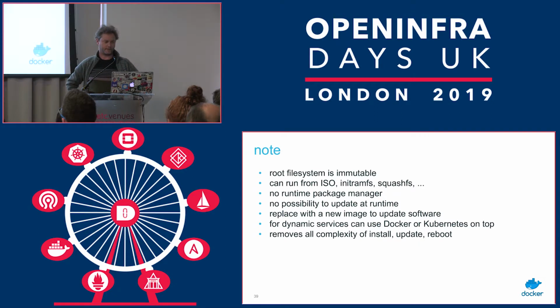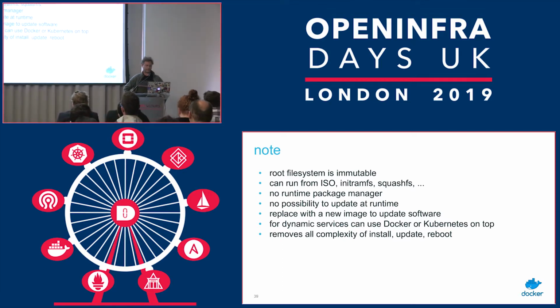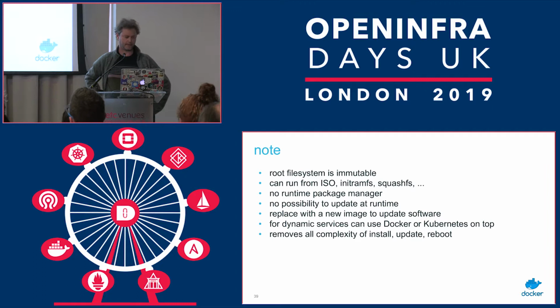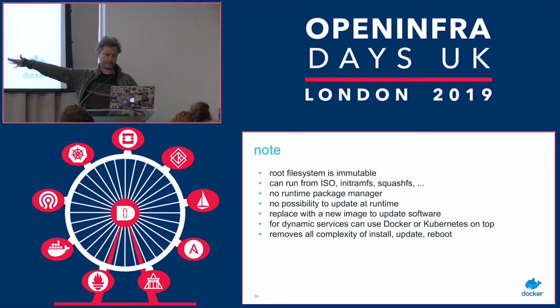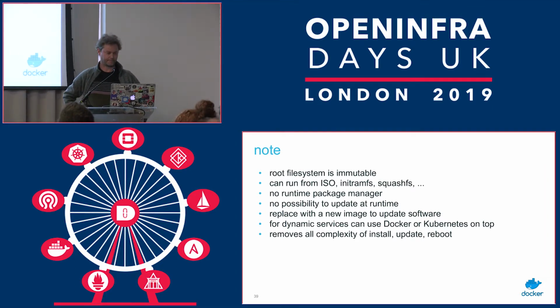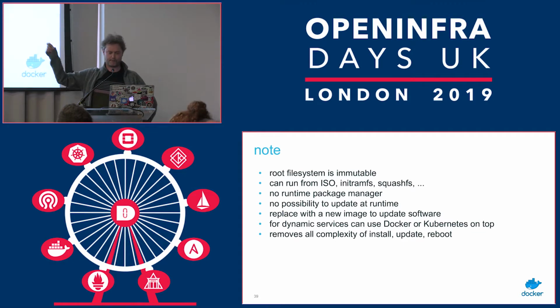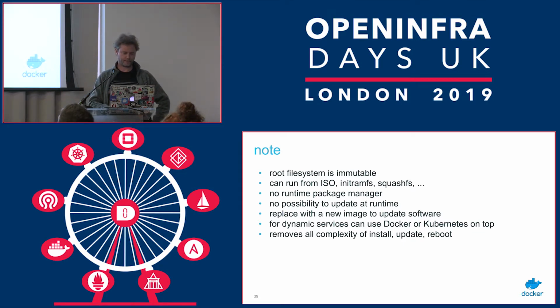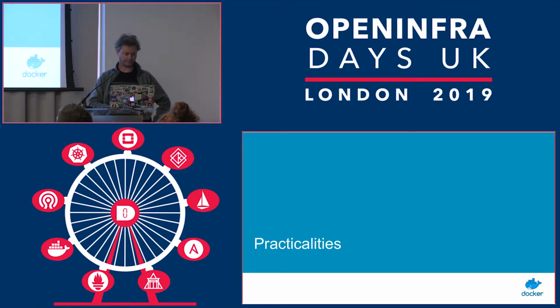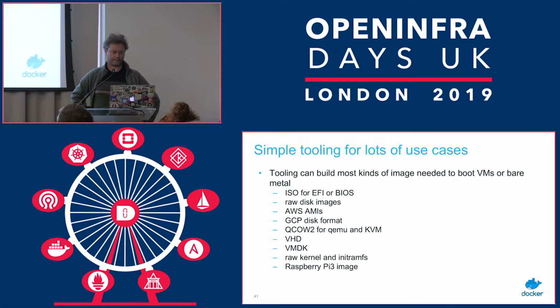It builds an immutable file system of any kind you like, an ISO or a RAMFS, squashfs, or ext4, or whatever you like. But at runtime, it's all an immutable system. If you want to run mutable services on top, you can run Docker or Kubernetes on top. So there's no install, update, reboot, and so on.